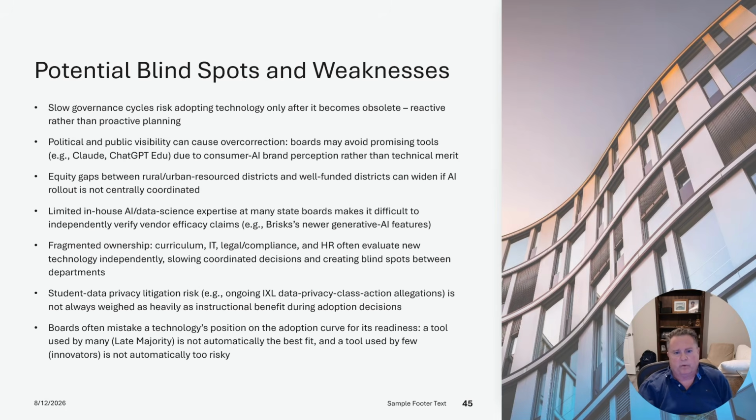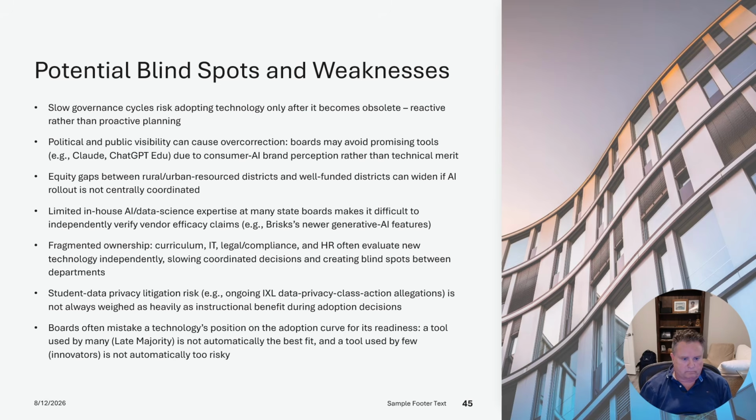Potential blind spots and weaknesses: slow governance cycles risk adopting technology only after it becomes obsolete, and at times you can have a reactive rather than proactive planning process. Political and public visibility can cause overcorrection. Boards may avoid promising tools such as Claude or ChatGPT EDU due to consumer AI brand perception rather than technical merit.